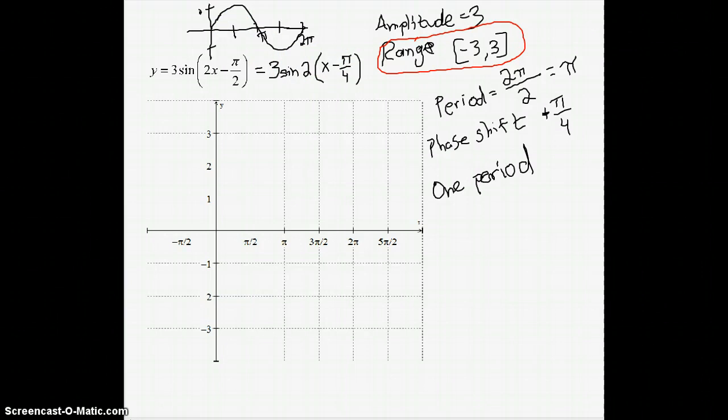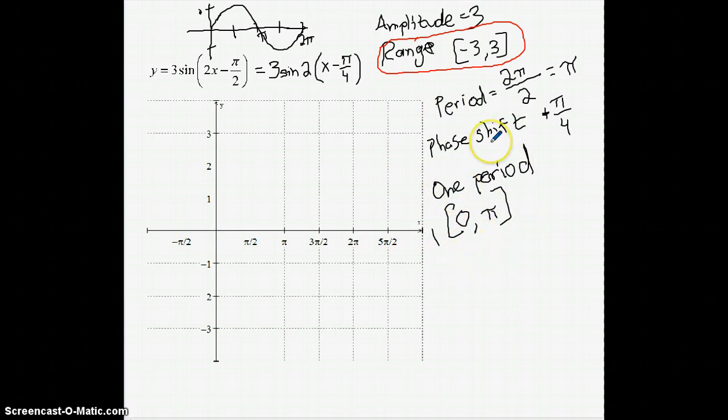So one period, we already figured out that one period is going to go from 0 to pi, and there's no reason why I can't put negative pi to 0, or negative pi over 2 to positive pi over 2. The fact that I chose this interval is just arbitrary. I just picked 0 to pi because that's going to be the easiest to work with. But this one period could be any period on that graph.